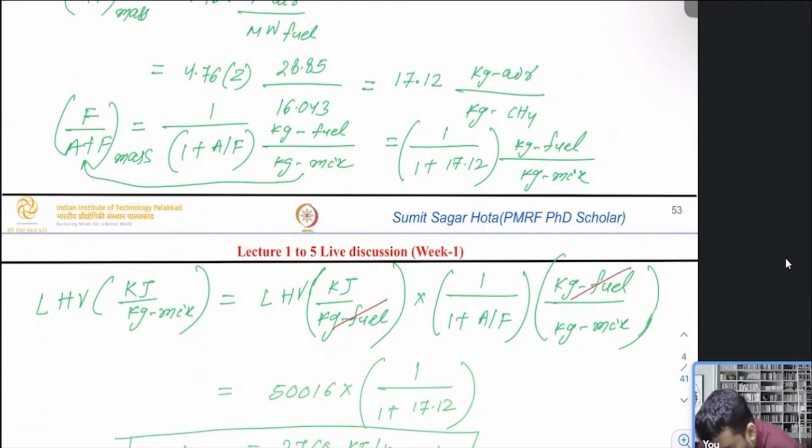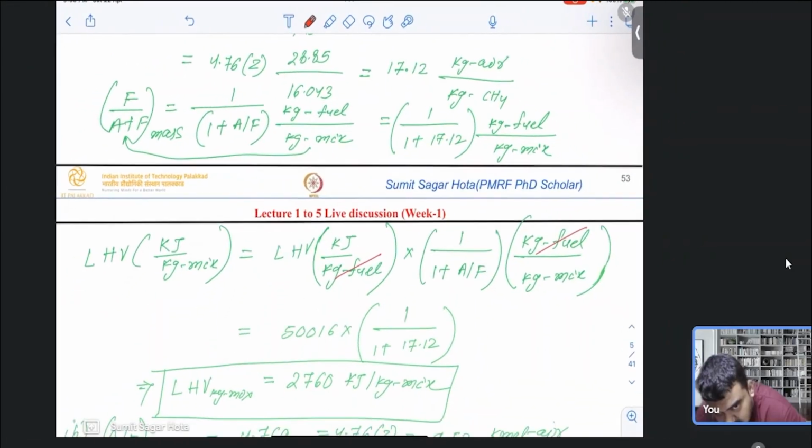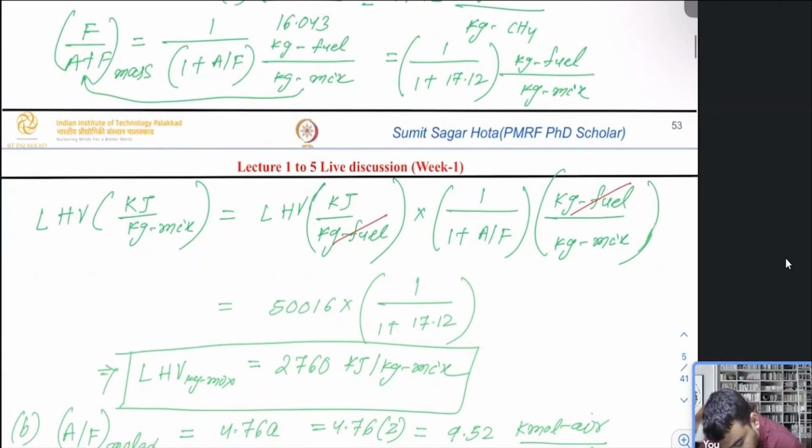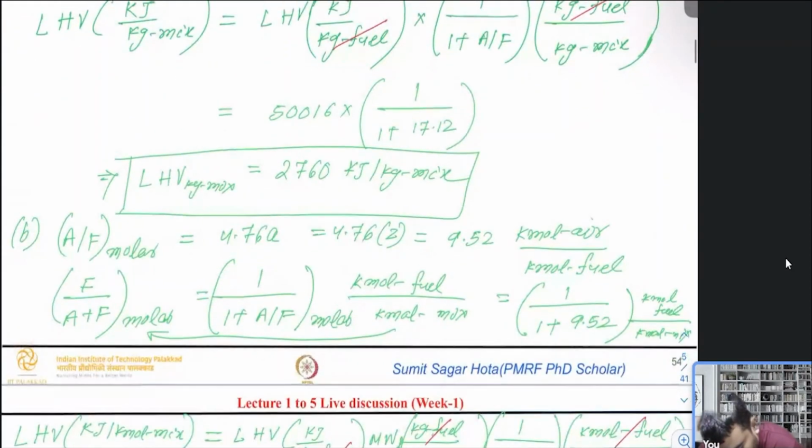So now we find out F divided by A plus F on a mass basis. We just have to rearrange the equation again. When you solve this, it comes out to be 1 by 1 plus 17.12 kg of fuel divided by kg of the mixture. Now we can substitute in the formula of LHV, lower heating value, for kilojoule per kg of mixture. Substituting LHV in kilojoule per kg of fuel times 1 by 1 plus air fuel ratio, kg of fuel gets cancelled, and the value comes out to be 2760 kilojoule per kg of mixture.